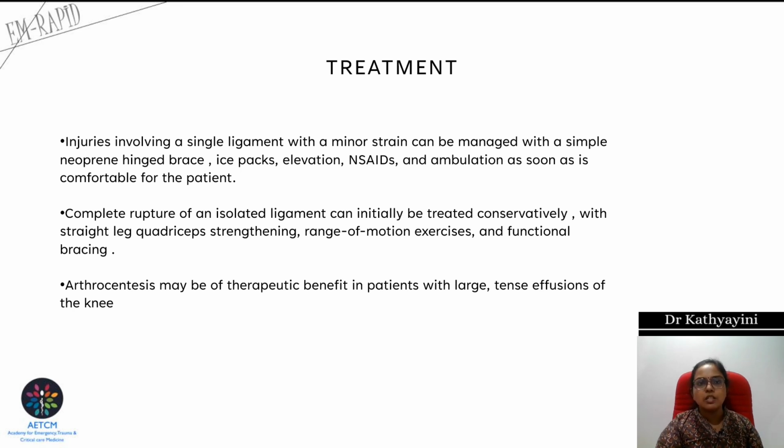So the treatment of ligament injuries. Injuries involving a single ligament with a minor strain can be managed with a simple hinged brace, ice packs, NSAIDs for analgesia, limb elevation, and ambulation as soon as the patient can tolerate the pain. A complete rupture of an isolated ligament can initially be treated conservatively with straight leg quadriceps strengthening, range of motion exercises, and functional bracing. And arthrocentesis may be of therapeutic benefit if the patient has a large tense effusion of the knee joint.